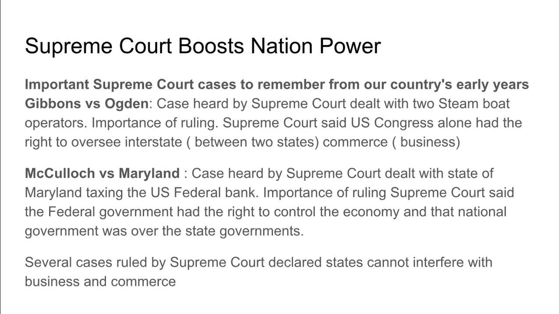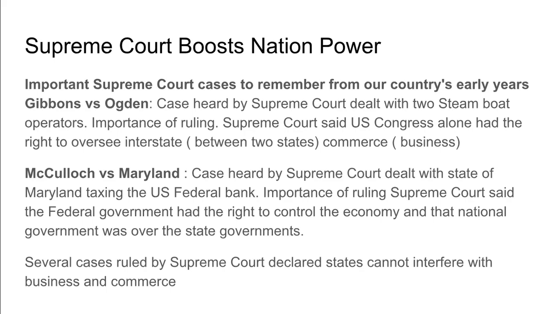The first one is a case in 1824 that involved 2 steamboat operators. Both steamboat operators were running products and people by waterway, just like we do today, and product through rivers. It dealt with New York and New Jersey. You're not going to need to know the specifics of the case, but what you need to know is the importance of the case.